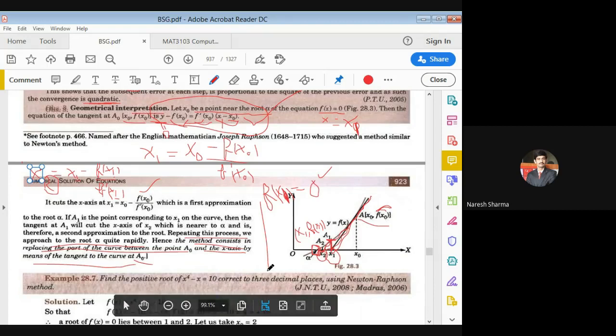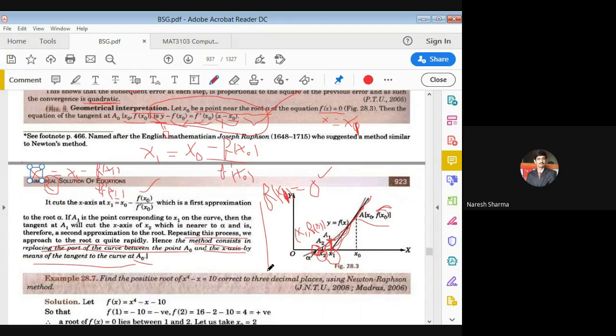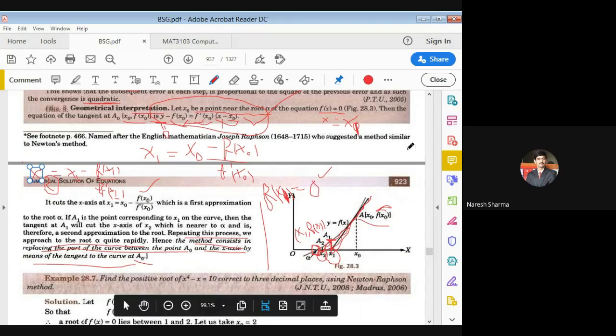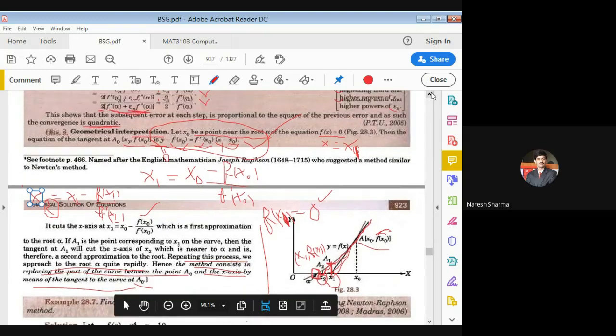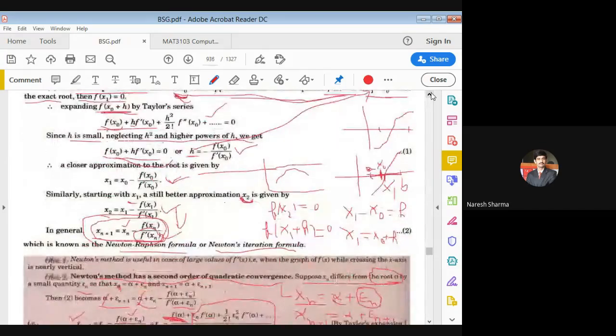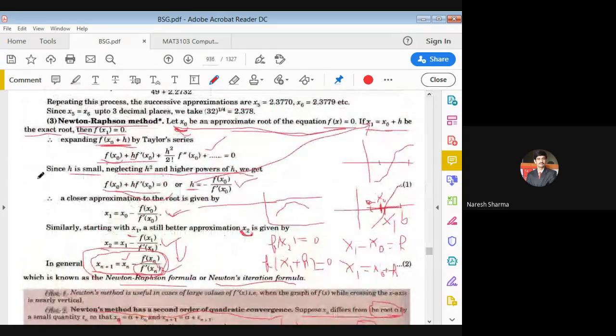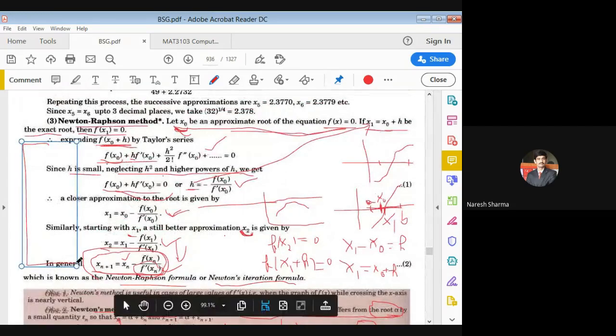So it's your choice. In case of the proof, you can go with this geometrical interpretation, or you can go with the proof using the Taylor series. So it's your choice how you proceed for the proof. So this is your final Newton-Raphson formula.